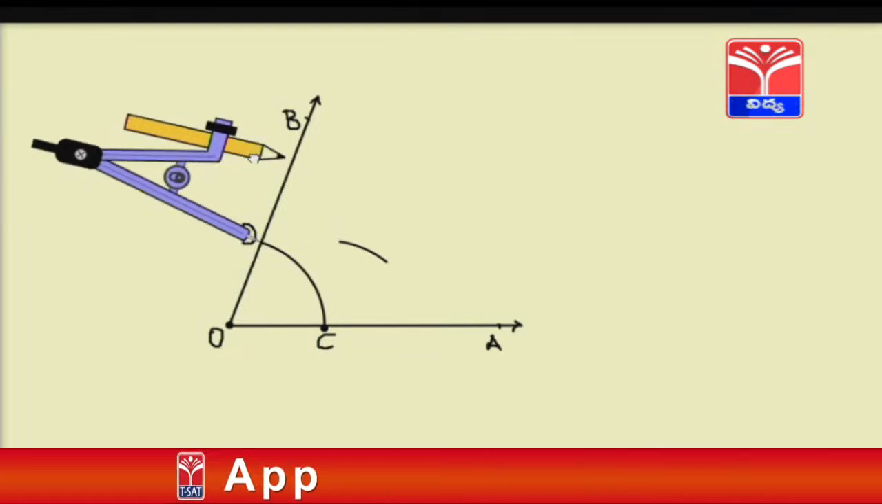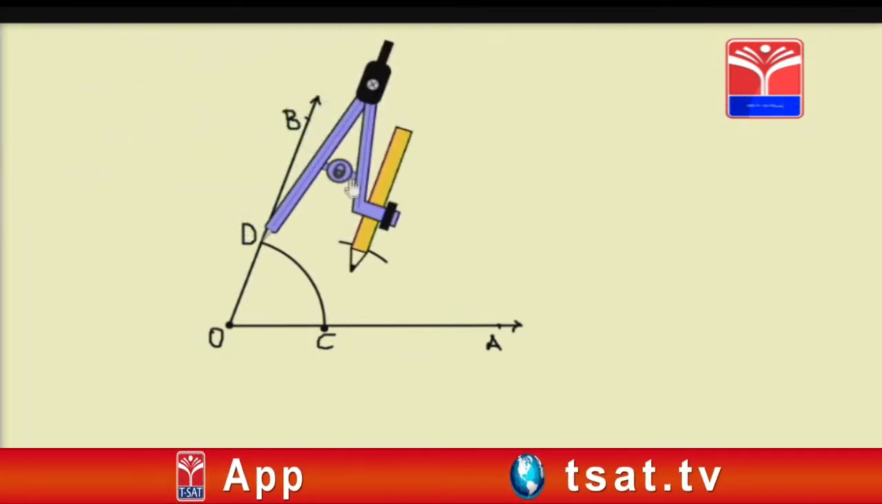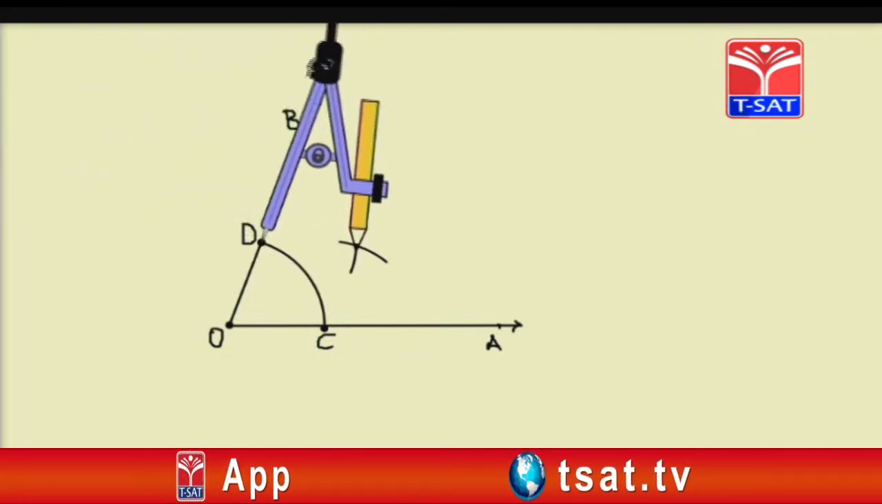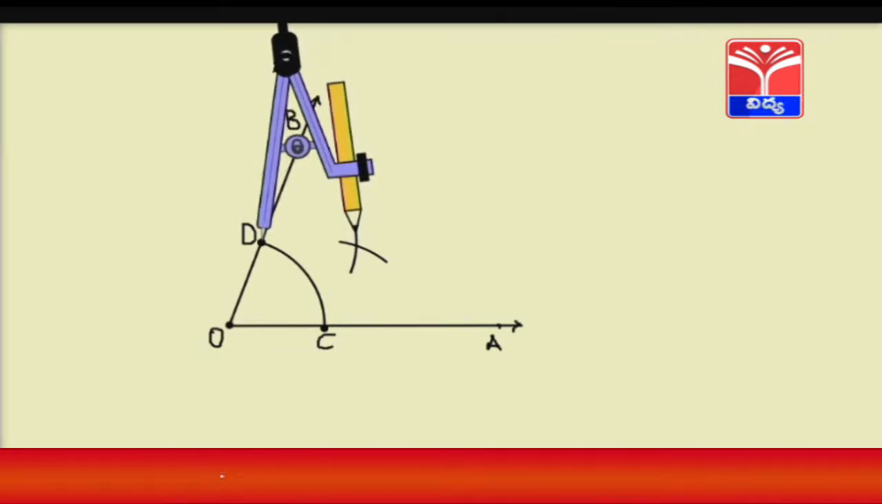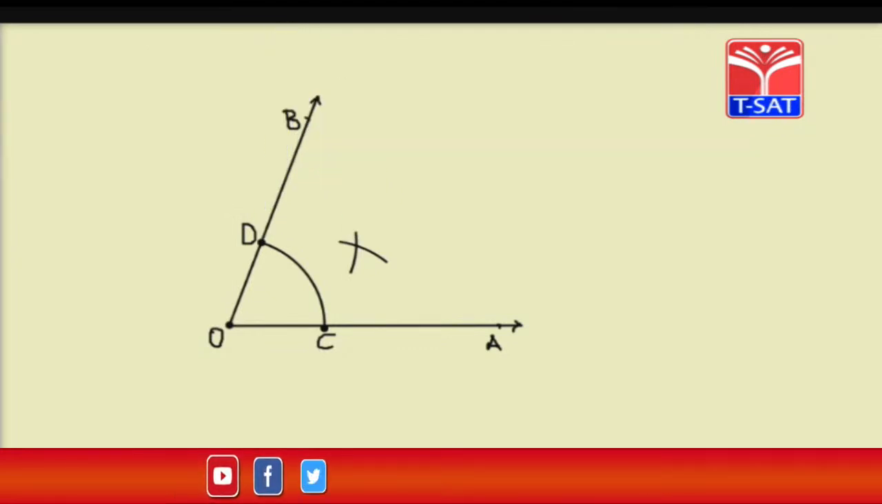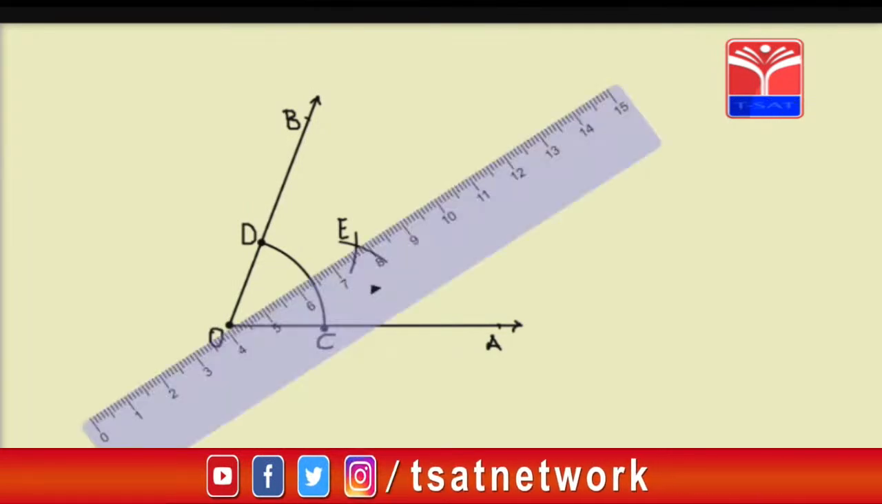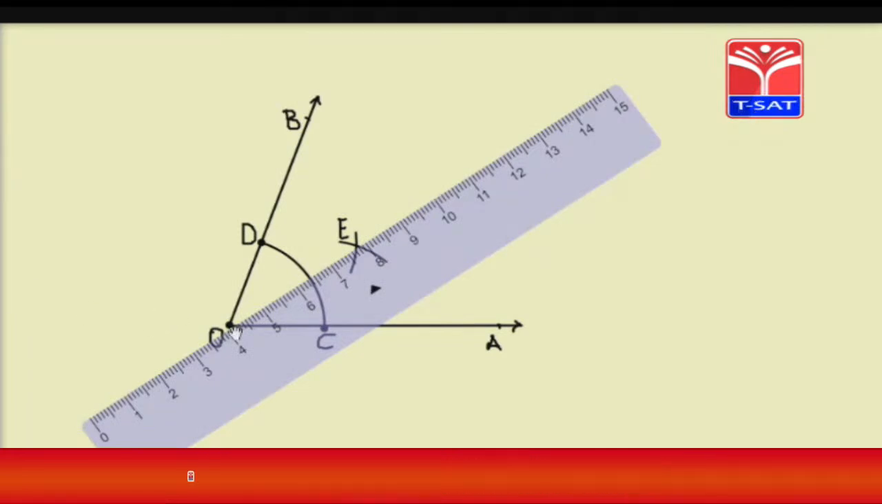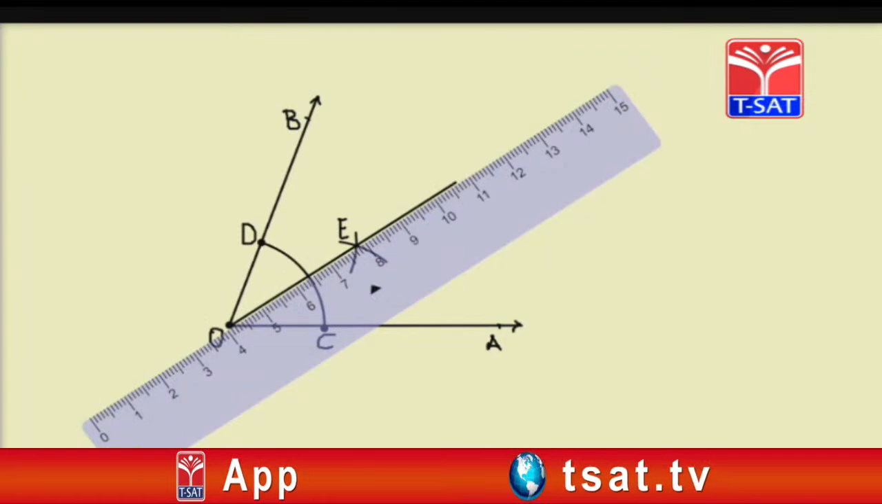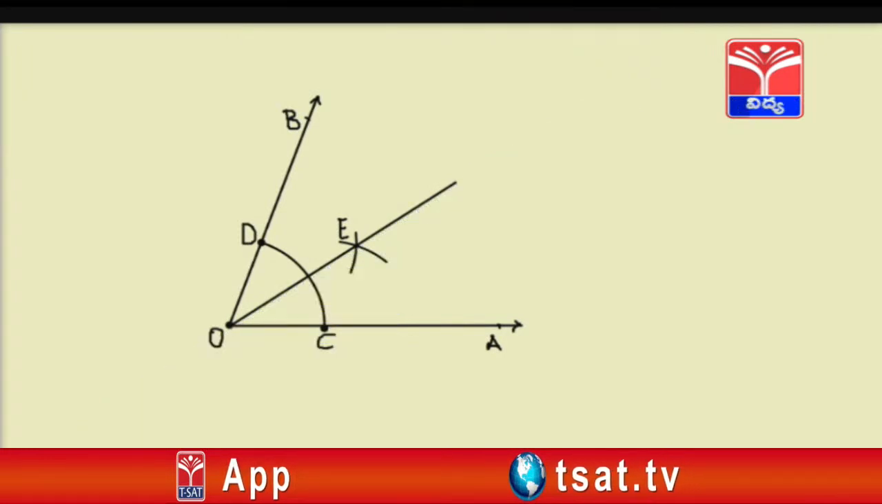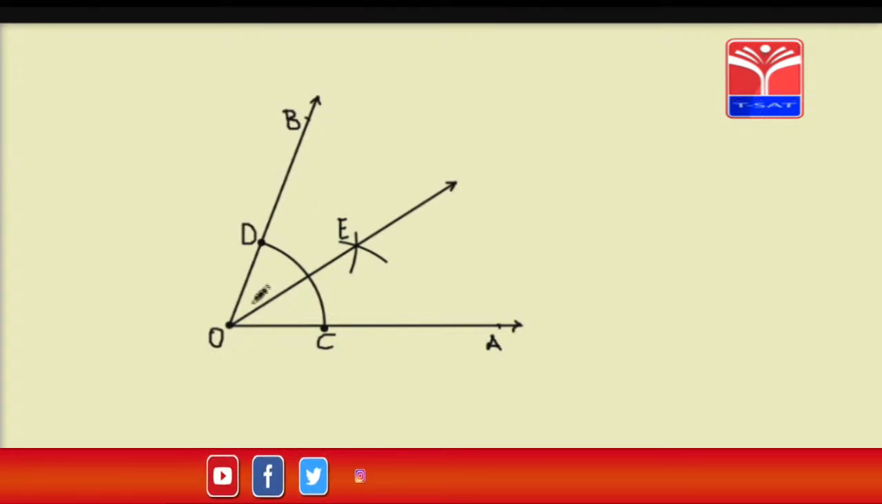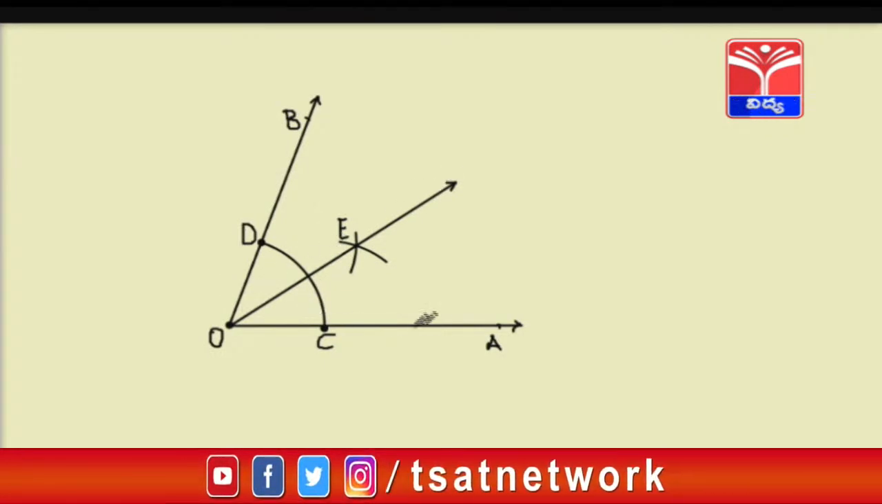Again, without disturbing the compass, that is same radius, draw another arc with D as center, so that both the arcs intersect each other. Mark the point of intersection as E and join OE using a ruler. So, let us join, children, OE. Now, this ray OE which is drawn is nothing but the angle bisector of the angle AOB, because if you measure the angle, you will see that angle AOE and angle BOE both are equal.